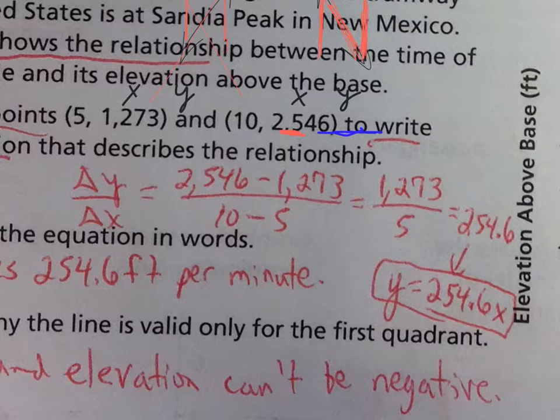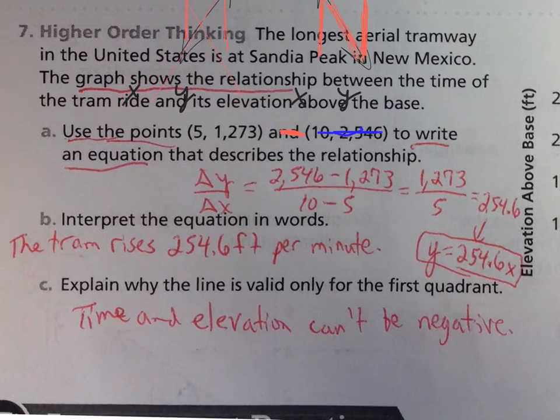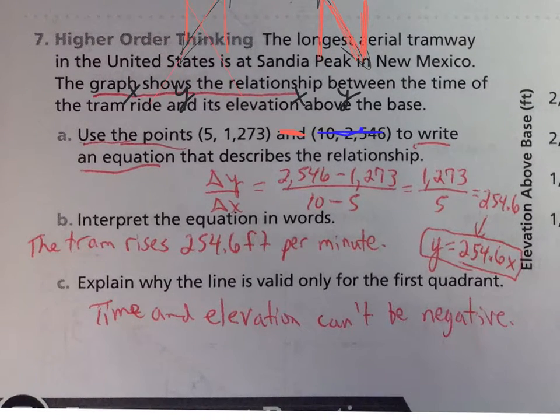So that means our equation is y equals 254.6x. And then part B, they want us to interpret that. So interpreting that, we just did feet divided by minutes. So that's feet per minute. So unit rate, basically. We could say the tram rises, since it's positive, the tram rises 254.6 feet per minute.